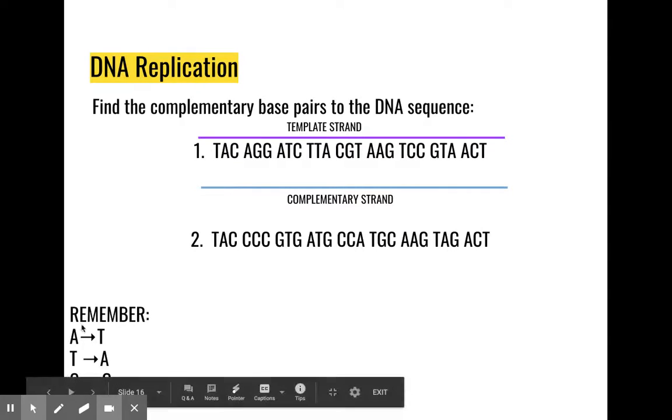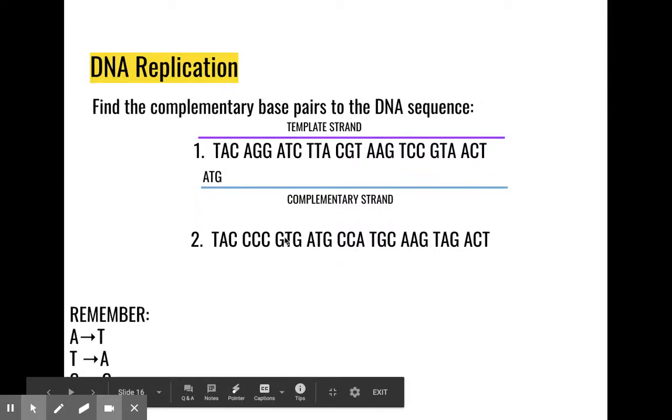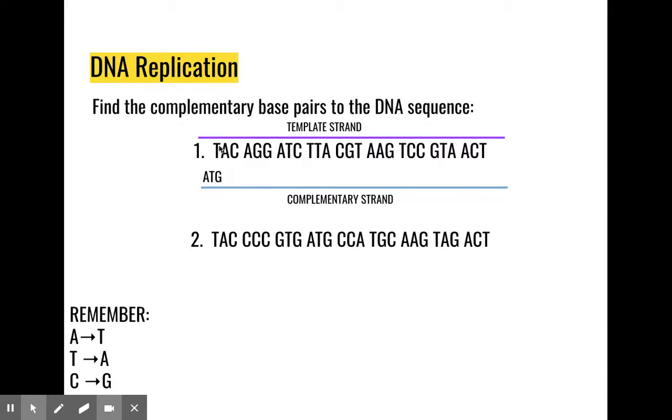So I have a little reminder down here. I know it's blocked by some of the stuff popping up, but we know T is always going to pair with A, A is always going to pair with T, and C is always going to pair with G. So that's what we're getting here. T pairs with A, A pairs with T, C pairs with G. So on the complementary strand, we know that if we see TAC, the complementary strand has to read ATG.